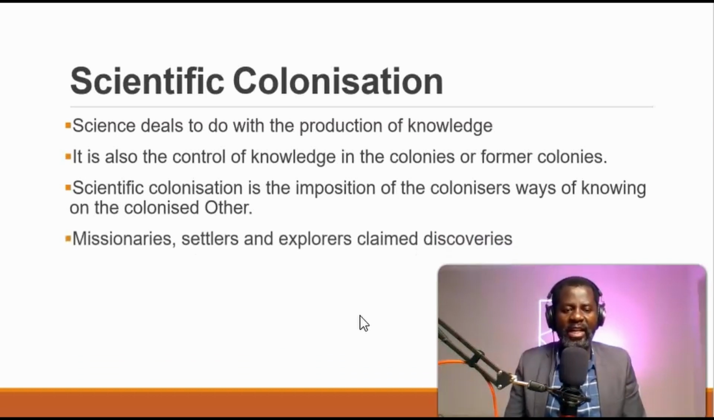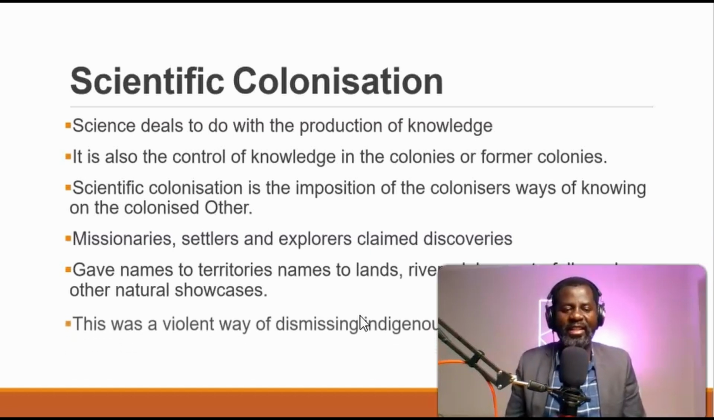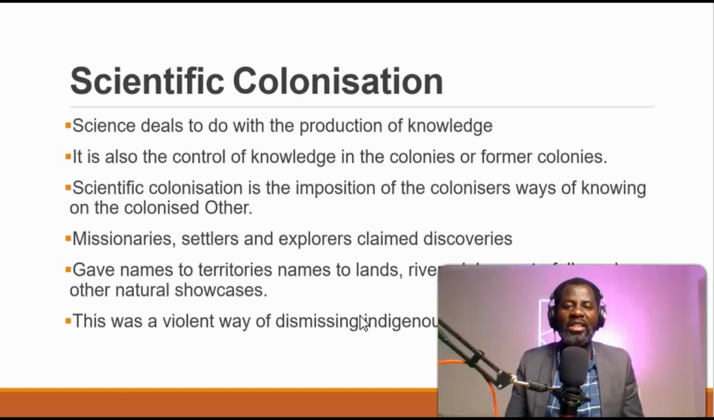Now, in Africa, we know that this started with missionaries, settlers, and explorers who claimed to have discovered things in Africa. They gave names to territories, to lands, to rivers, lakes, waterfalls, and other natural showcases that were in Africa because they were in control of that. This was a violent way of dismissing indigenous people's knowledge. For example, rivers and lakes were known by indigenous people in indigenous languages.